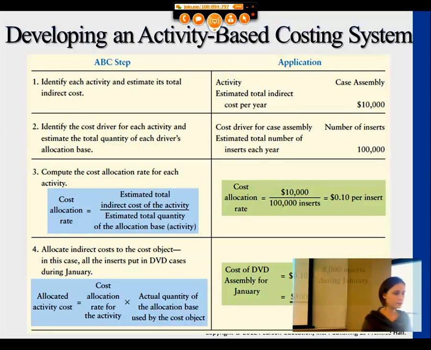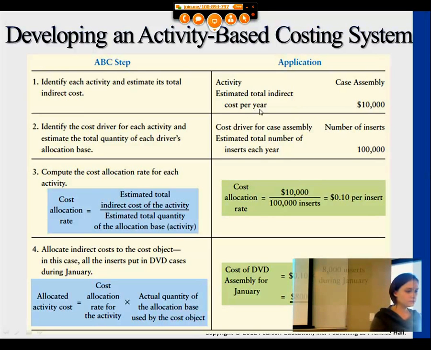Now your second step is you will identify the cost driver. How am I going to identify the cost driver? I'm going to try to see what is driving the cost within that activity. So for my cost driver for case assembly, it's going to be the number of inserts. I'm going to say that by the number of inserts used, I will be able to estimate my costs. That's driving my costs. Why? Because one insert goes into one DVD. It's helping me to identify the costs.